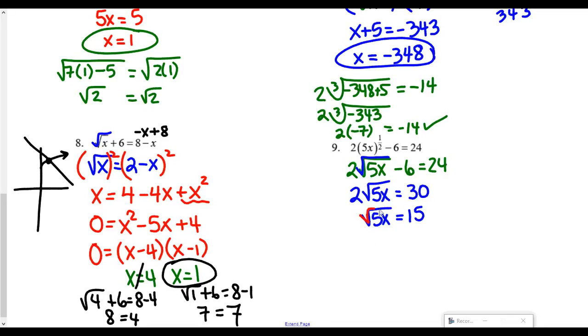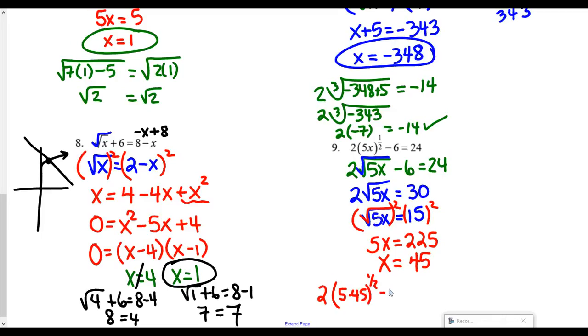Now to get rid of the square root, I'm going to square both sides because those are inverses of each other. So I have 5x equals 15 times 15, which is 225. Then I'm going to divide both sides by 5. And 5 goes into 225, what's that, 45 times? I do need to check my answer. So I have 2 times 5 times 45 to the 1/2 power minus 6. Does that equal 24? 5 times 45. Let's see here. 45 times 5.